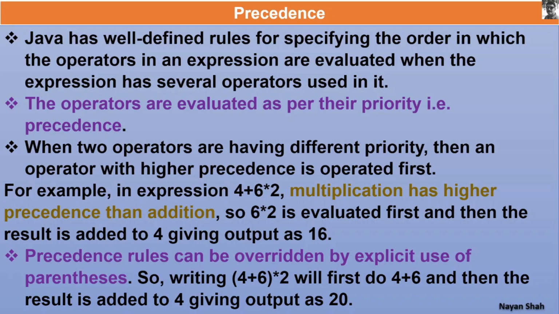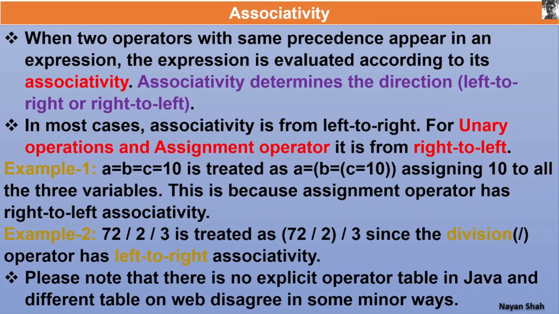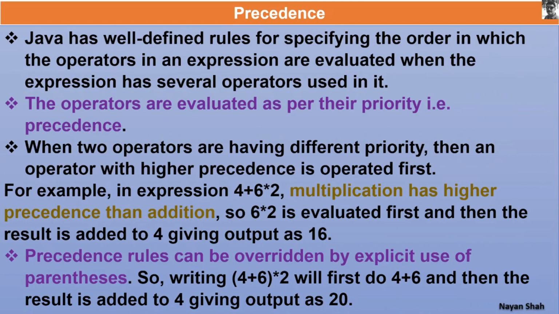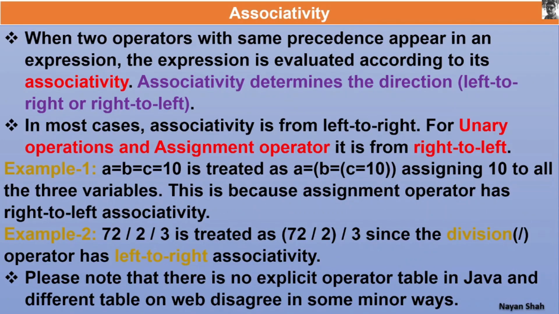So if we write (4 plus 6) multiplied by 2, we will first do 4 plus 6, because of the BODMAS rule, bracket will be evaluated first. So now it will do 4 plus 6 first, which results in 10, and then it will multiply it by 2, giving output as 20. So that is what precedence or priority is.